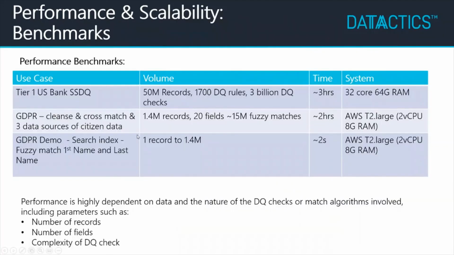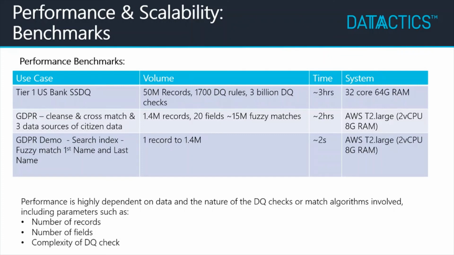Now, I just want to talk about some performance and scalability benchmarks. So data processing performance, whether that's data quality measurement, cleansing, or matching, is highly dependent on the data and the nature of the data quality checks or match algorithms involved, including parameters such as the number of records, the number of fields, the complexity of the data quality checks, and how the solution is engineered regarding the degree of parallelization across threads. These are some real-world performance benchmarks for 3 very different use cases, running on a range of computing hardware.